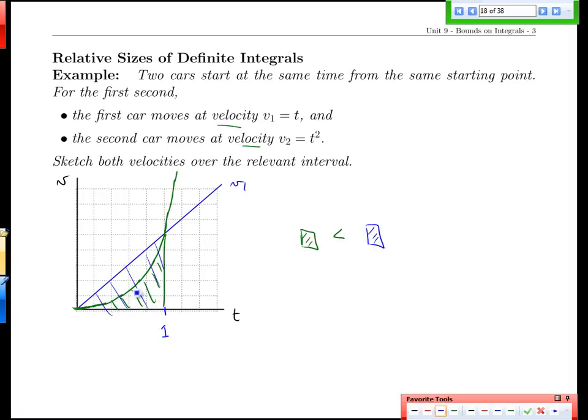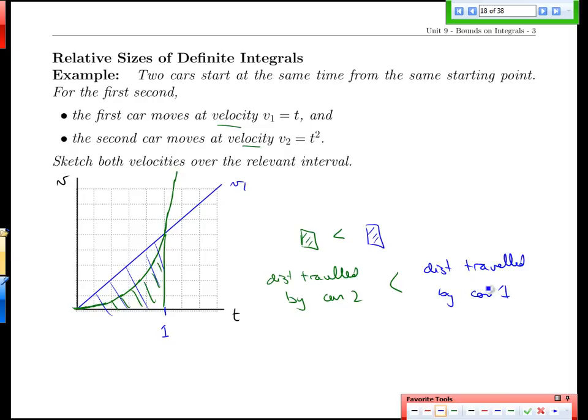Well, we've already talked about velocity time graphs. The area underneath it represents the distance traveled. And so the distance traveled by car 2 is going to be less than the distance traveled by car 1.